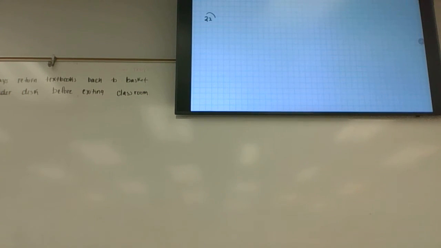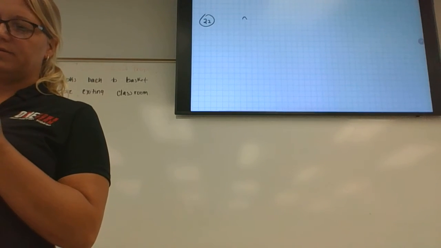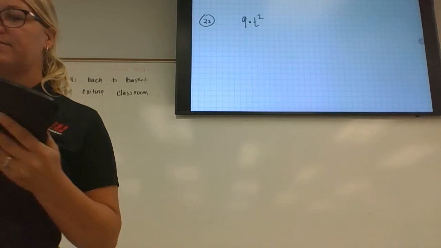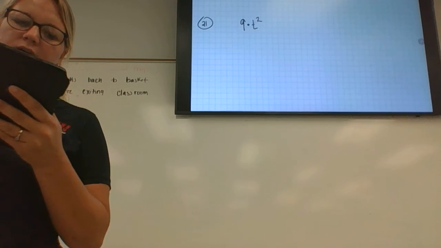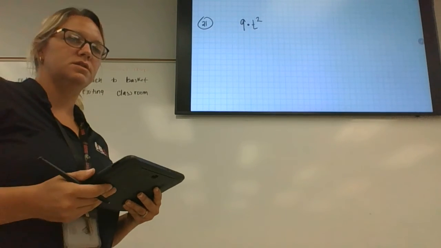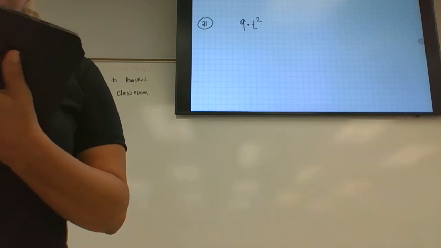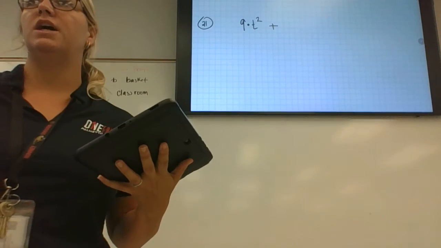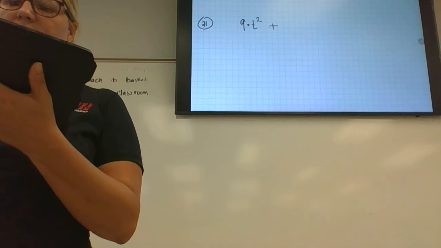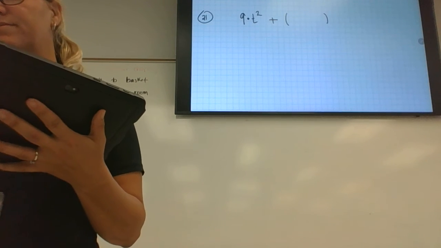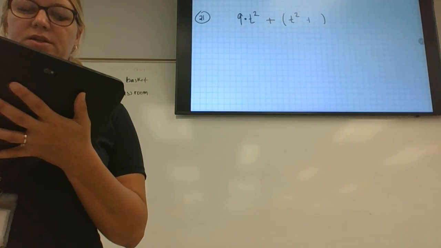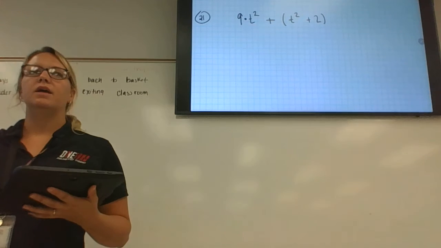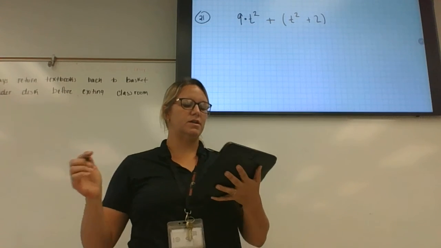Okay, number 22. The product of 9 and t squared. Product means multiplication. 21. All right, the product means multiplication. This is 21. Increase by. Increase means plus. The sum of means I am now going to have another addition. The square of t and 2. All right, I'm going to take this one step further and simplify it.